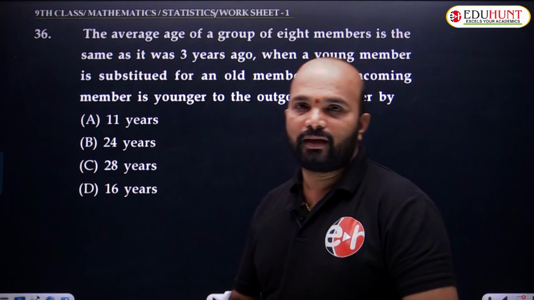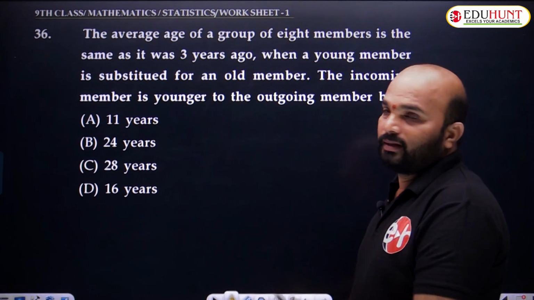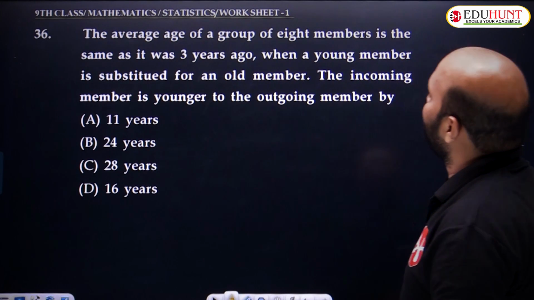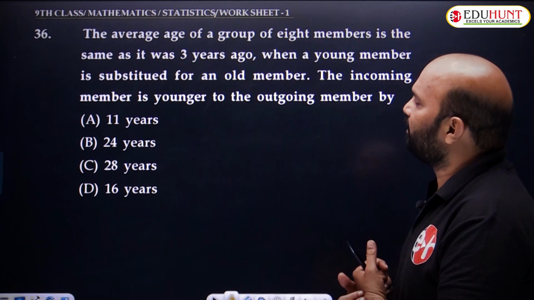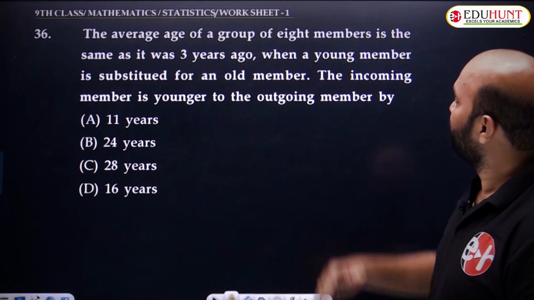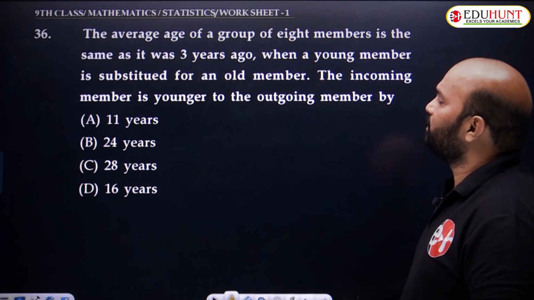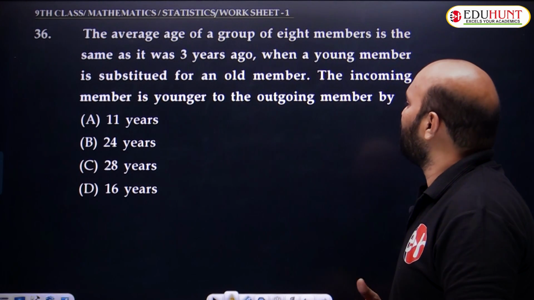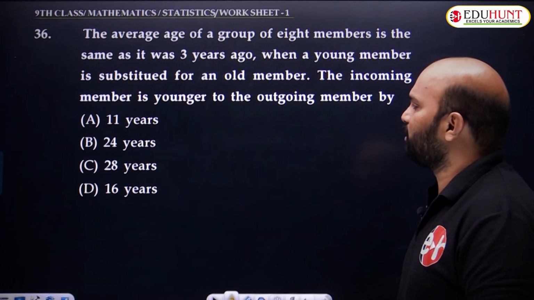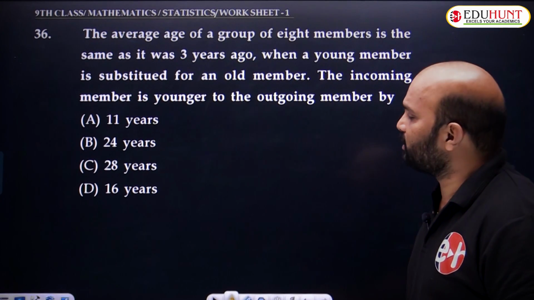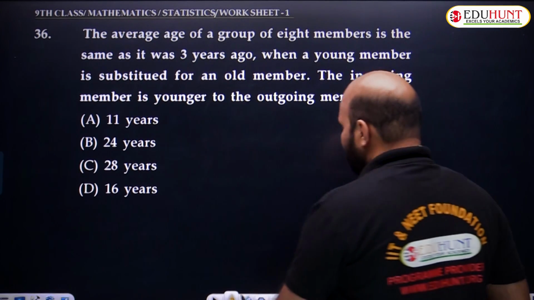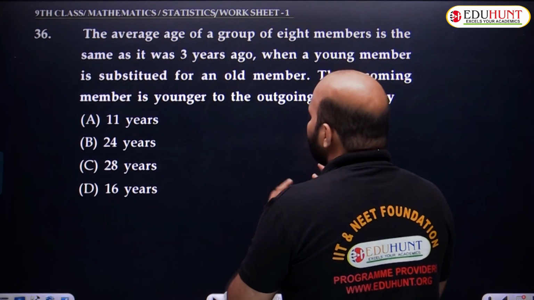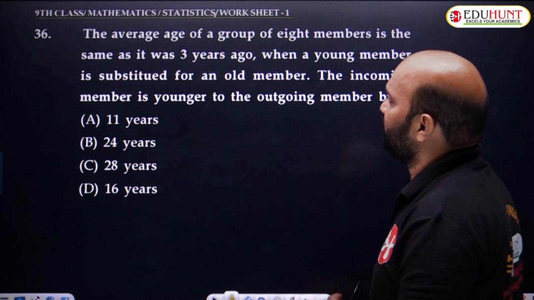Okay, let me explain that question. Have a look at this. Question number 36. The average age of a group of 8 members is the same as it was 3 years ago, when a younger member is substituted for an old member. The incoming member is younger than the outgoing member by: option A, 11 years; option B, 24 years; option C, 28 years; option D, 16 years. So clearly we need to understand, but this is a tough question. But how are we going to understand that question first?